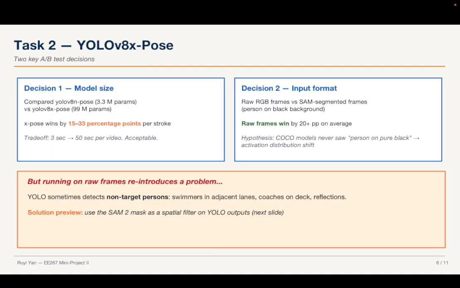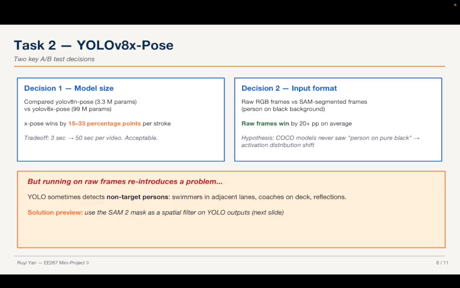For pose estimation, I made two decisions. The first one is that I compared the smallest variant with the largest. The large version wins by 50 to 33 percentage points per stroke, and the runtime cost is 3 seconds versus 50 seconds, which is acceptable.